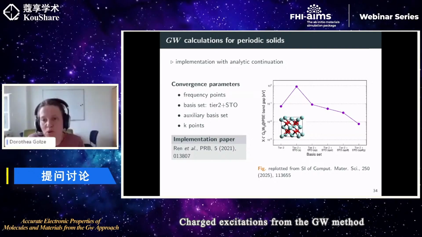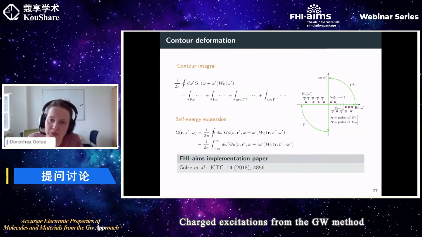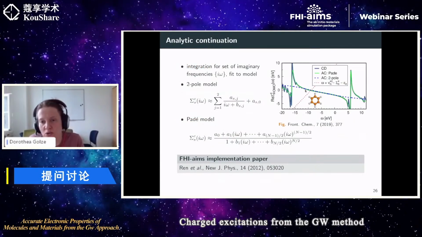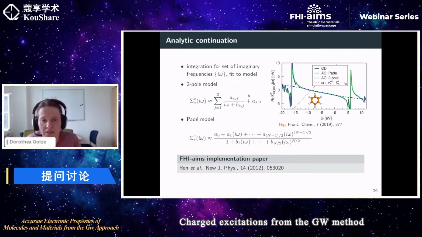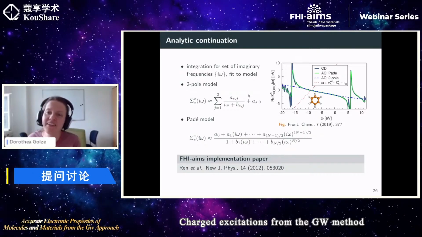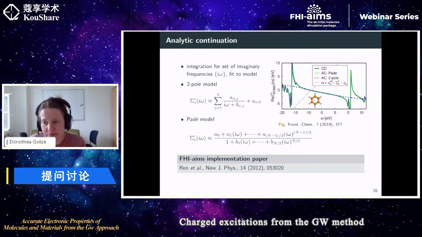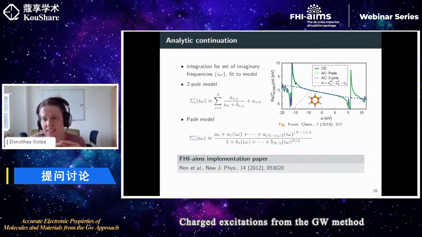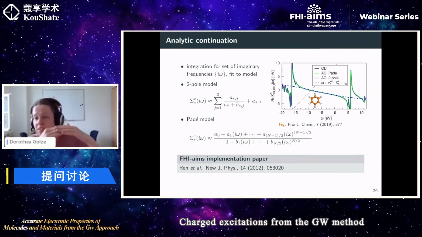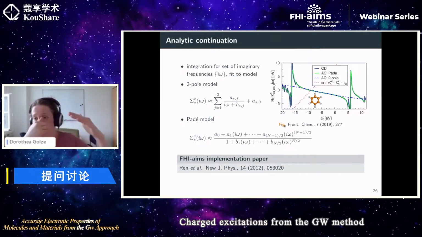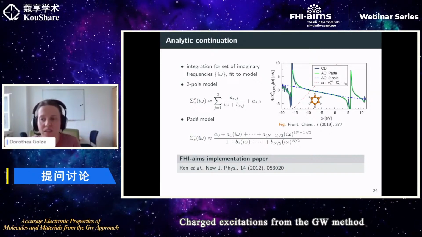So, the 2-pole model is usually more stable. It won't give you arbitrary results whatsoever. But as you see, it's also less accurate because it has just two parameters, right? It's a 2-pole model, as the name says. The Padé model is numerically less stable because in the end it's like a Thiele approximant. You can rewrite it and see it's a recursive procedure to get the coefficients, and that makes it numerically a bit unstable.